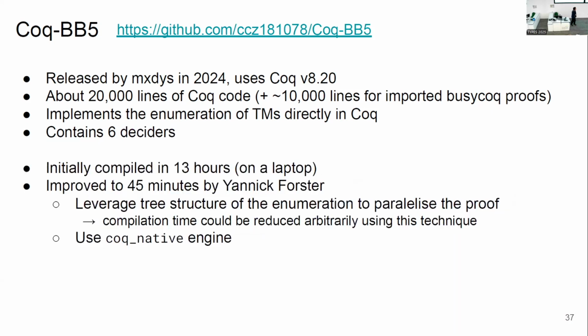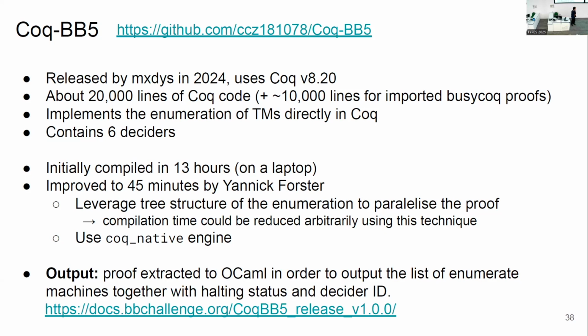Initially, it compiled in 13 hours, and Yannick Forster, also present in this room, improved that to about 45 minutes. And actually, it could be improved arbitrarily because the proof has a tree structure, and so you can cut your tree in different files and compile those files in parallel. We have done that to a certain extent by hand, which brings it down to 45 minutes, but you could continue to do that arbitrarily far. Also, switching to Coq's newer engine allowed the code to go much faster.